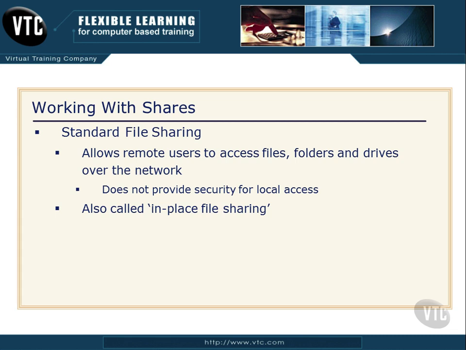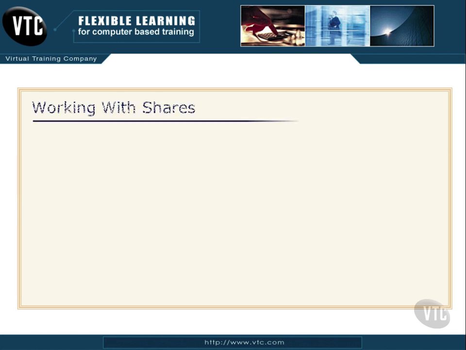And the reason it's called in-place file sharing is you're not required to move your files around, to drop them in a special folder, to make them shared and available for everybody else to see on the network. No, you actually go into Windows Explorer, you go find the folder or the file you want to share, you right-click it, and you set share permissions, or you set whatever access restrictions you want to set on whatever users.